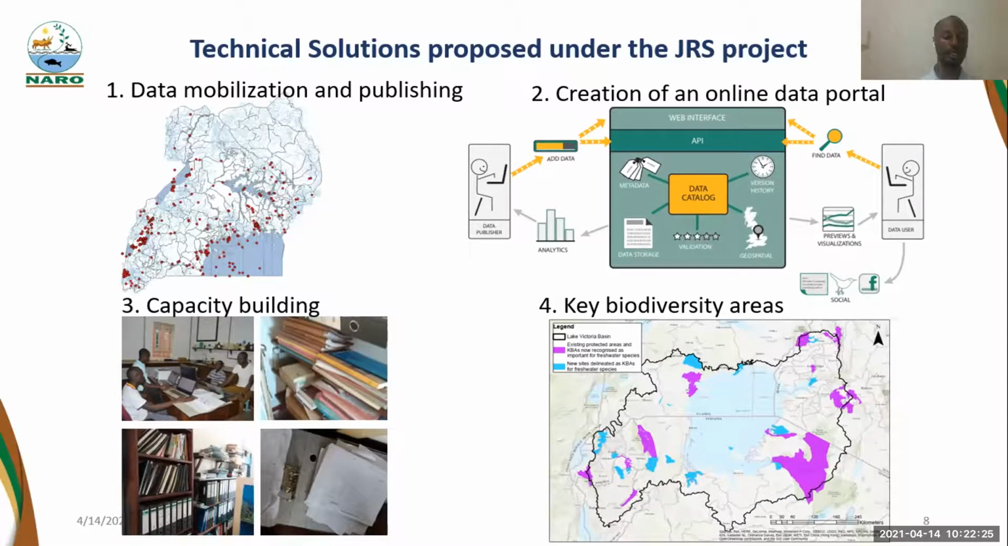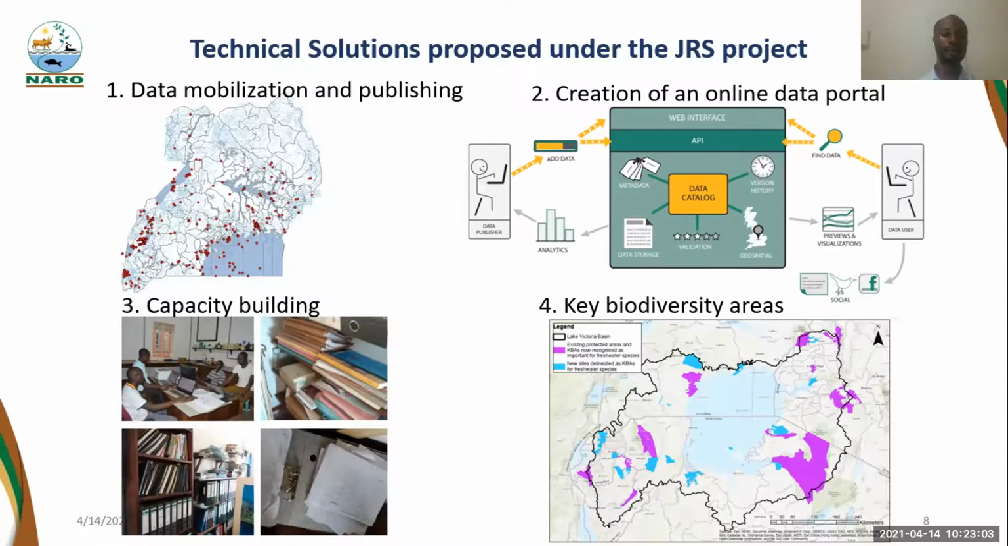The second was to create an online data portal. The motivation was that while GBIF provides an extensive repository for biodiversity information, it doesn't cover all the aspects that may be of interest to local users. So we decided, in addition to the data we are publishing through GBIF, to create an online portal where we can put more detailed information that is tailored to local needs.